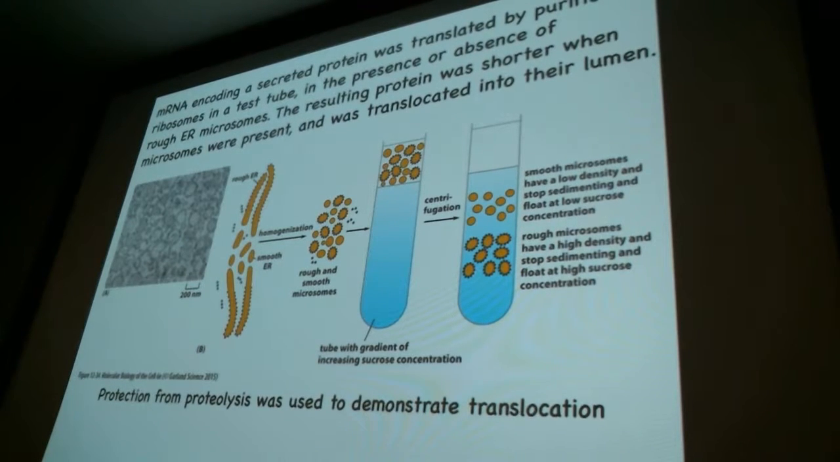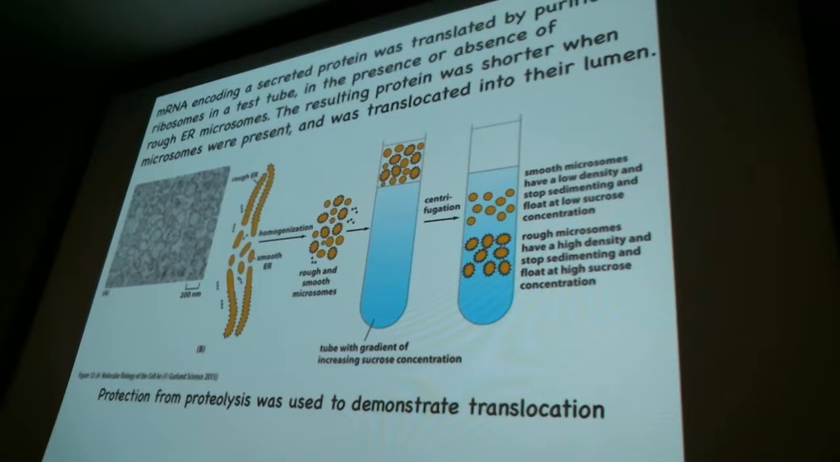So these were the ribosomes that were used for the experiments. And one of the important insights that happened here is that when they mixed messenger RNA with these purified ribosomes in a cell-free system, they found that the protein that they obtained was shorter in the presence of microsomes and was found inside the lumen of the vesicle. So they showed that translocation occurred, and that during translocation these proteins were losing a piece, which was really the beginning of the discovery of the signal sequence.